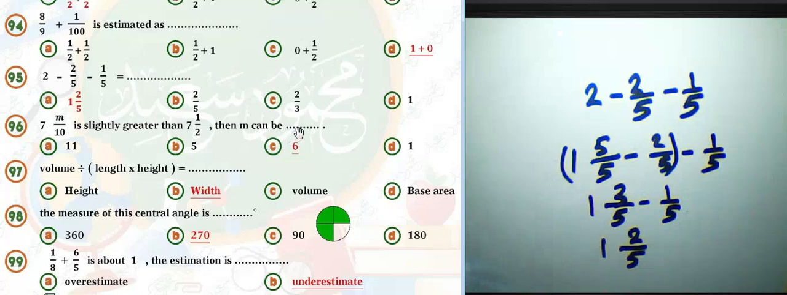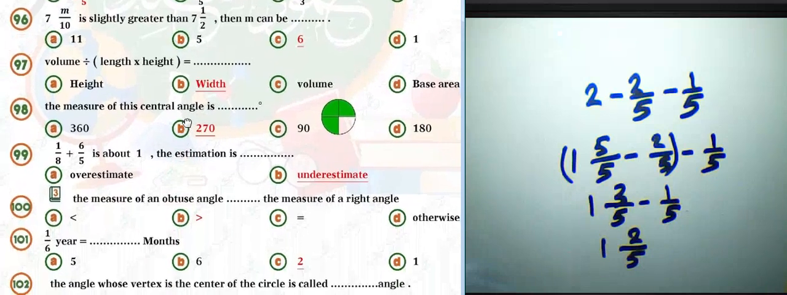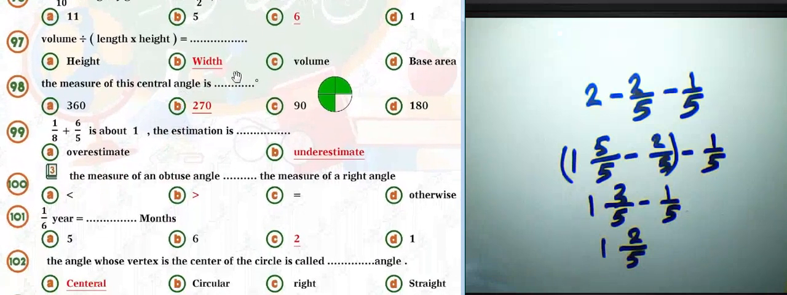So m must equal 6 because he asked about slightly greater than. Ask yourself, half of 10 equals 5. Which number here is nearest to 5? 6. Write 6. Volume divided by length times height equals width. The measure of this central angle equals 270 because he colored 3/4 of the area of the circle.